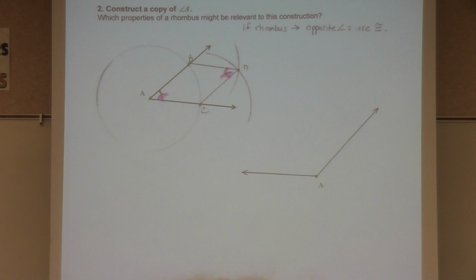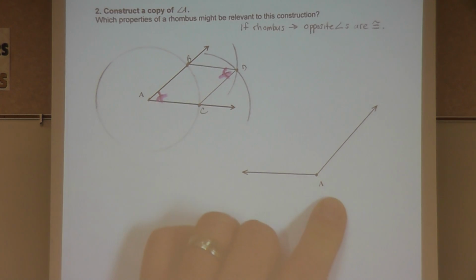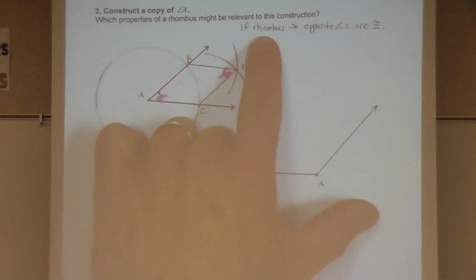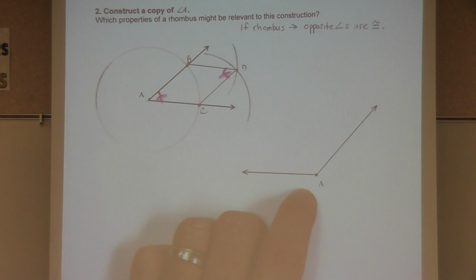Now let's have you try it. Sketch a picture like this one, and I want you to make a copy of angle A. Use the steps we just used. Use the idea that if it's a rhombus, opposite angles are equal. Try it at home, pause the video when you're ready, resume it, and then check your answer. I'll give you a minute to get ready.